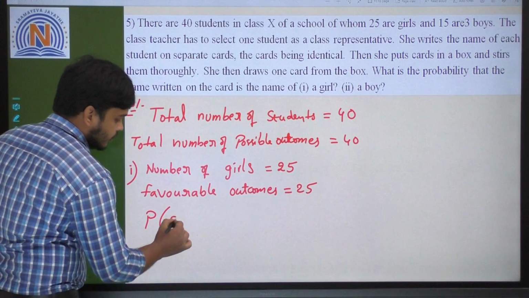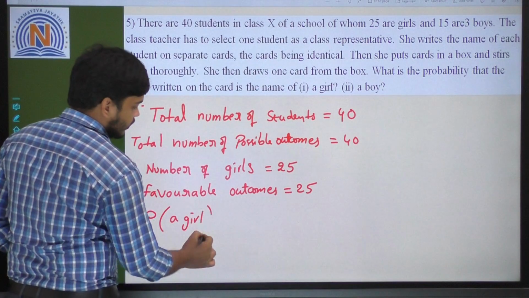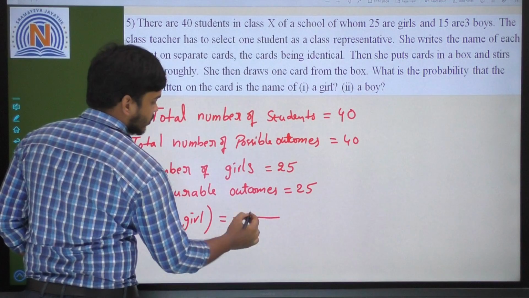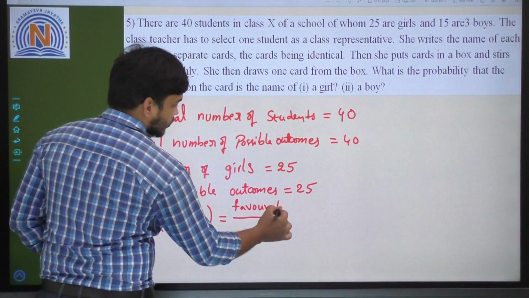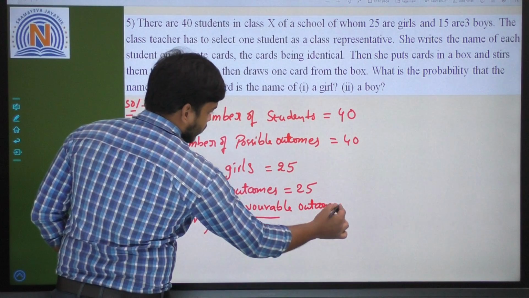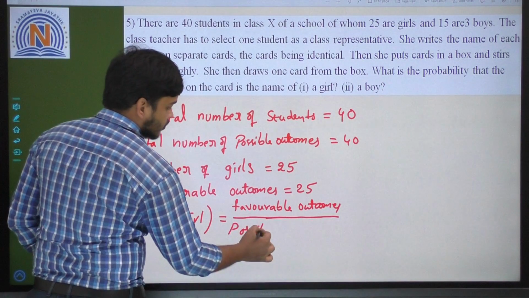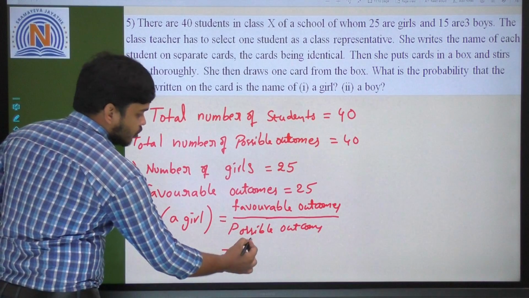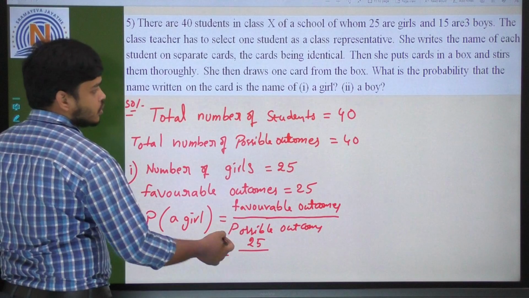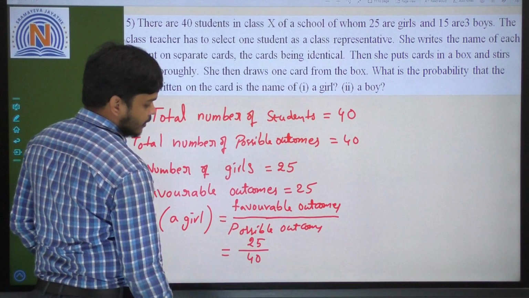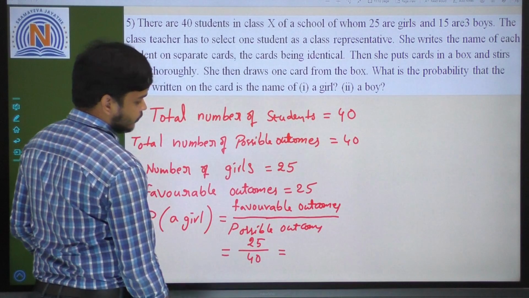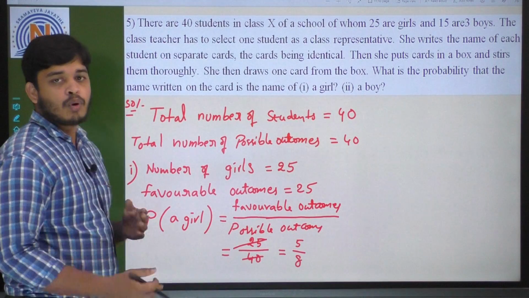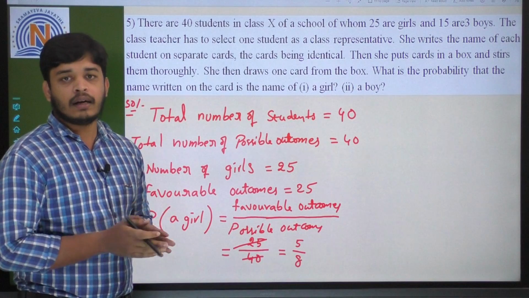Now probability of getting a girl, which is equals to favorable outcomes by possible outcomes. How many outcomes are favorable to girl? So how many girls are there? 25 members. So 25 are the favorable outcomes to girls, and the total number of students, total possible outcomes, is 40. So 25 by 40, cancel it. Which is equals to 5 5s are 25 and 5 8s are 40. 5 by 8 is the probability of getting a girl name, right?